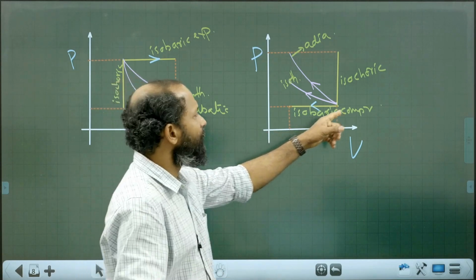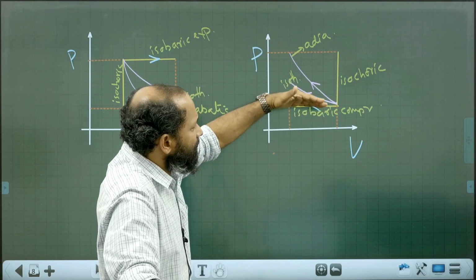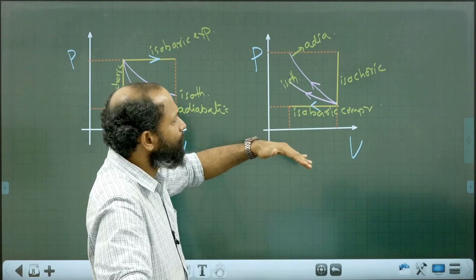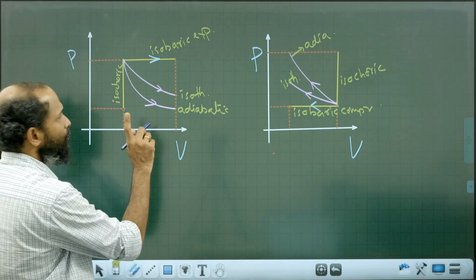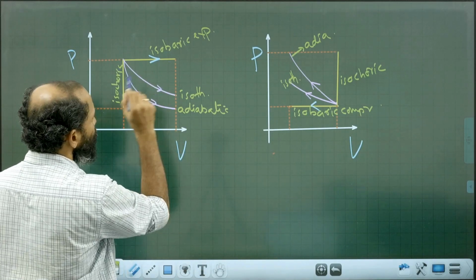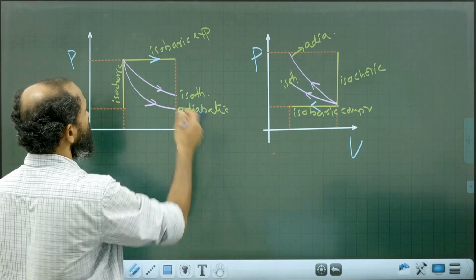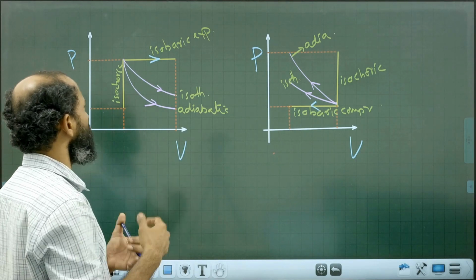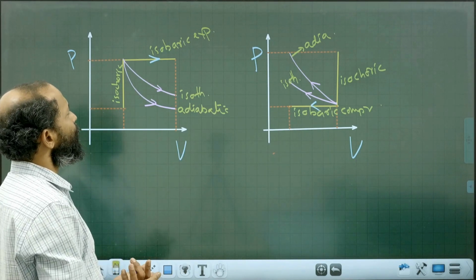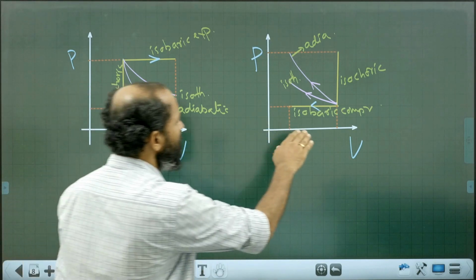See, during compression, isobaric compression does the least work. It is easiest to do isobaric compression work, but not so for expansion. Isobarically, an ideal gas needs extra work to expand. An ideal gas needs more work, additional work, maximum work during isobaric expansion, but minimum work during isobaric compression.